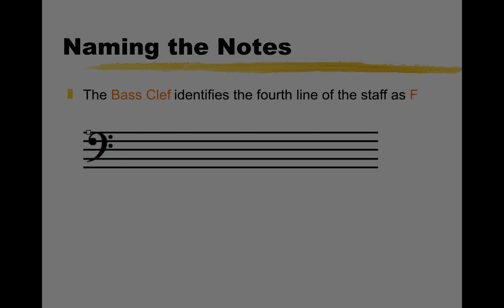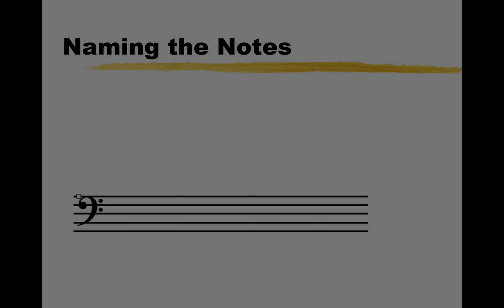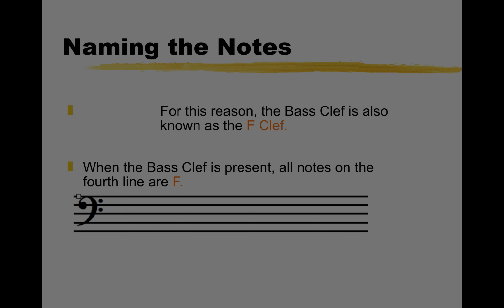So now we know our musical alphabet, we can start talking about what the actual names of the notes are when you see them in music. This is the bass clef. And the bass clef tells us that the 4th line is an F. That means any note that's written on the 4th line is an F. And for this reason, sometimes it is known as the F clef.